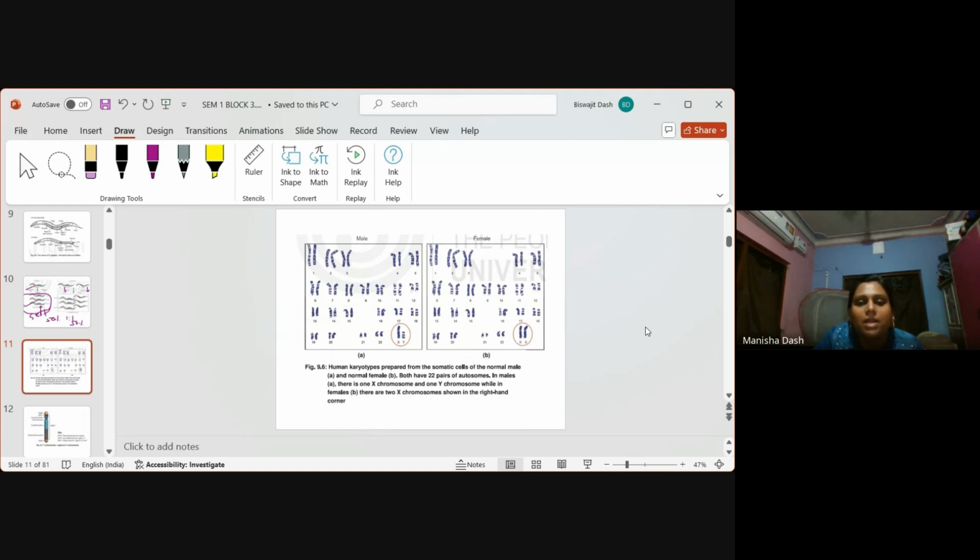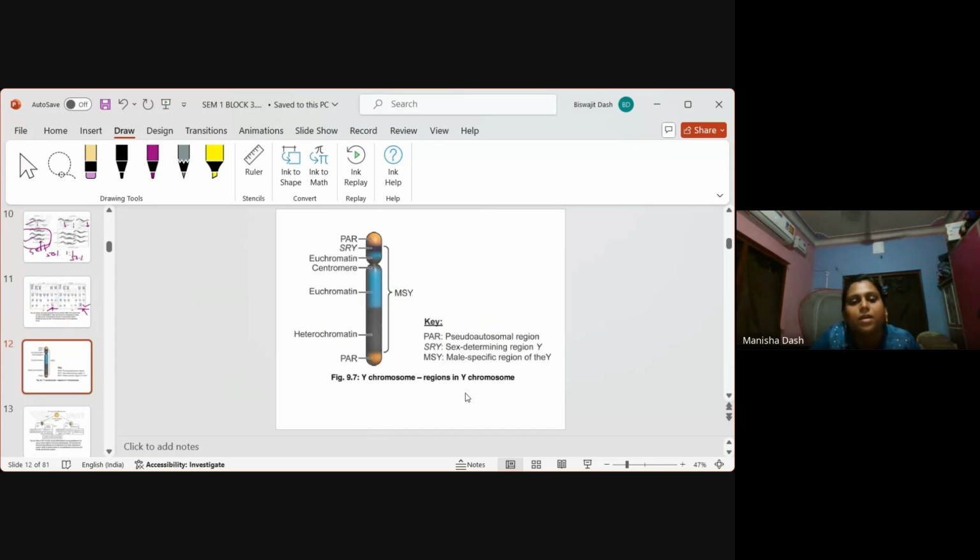Then this is the normal karyotype of a human being. Based on the sex chromosomes or allosomes, we differentiate them as male and female. If two homogametic chromosomes, two homologous X chromosomes, are there, then it is considered a female. A heterologous pair of X and Y is considered a male. Now, this is the Y chromosome, which is responsible for maleness in human beings, and not only humans, in most mammals actually.